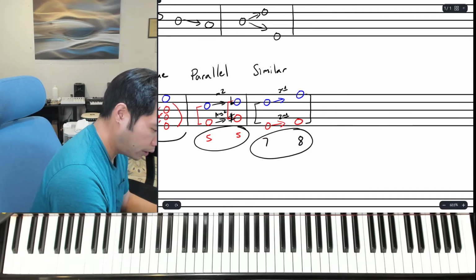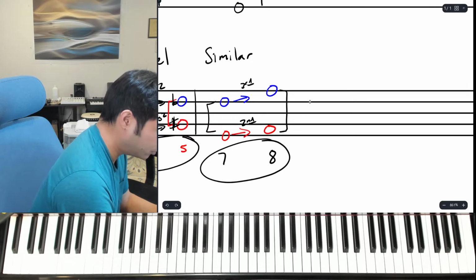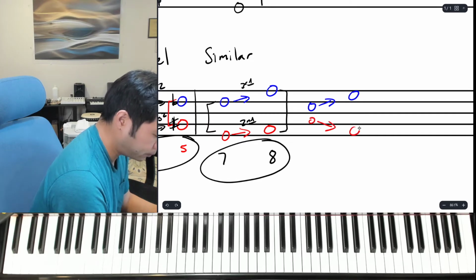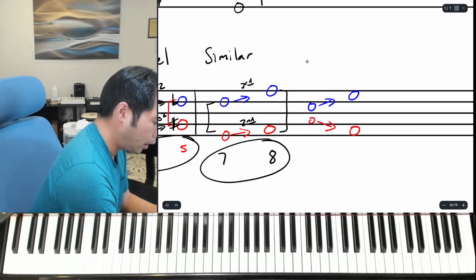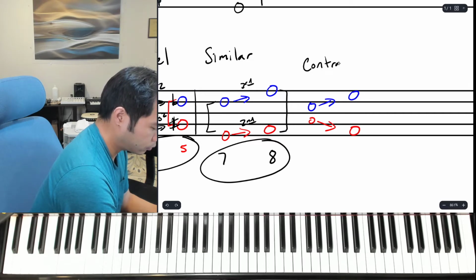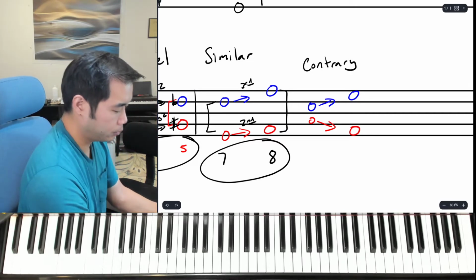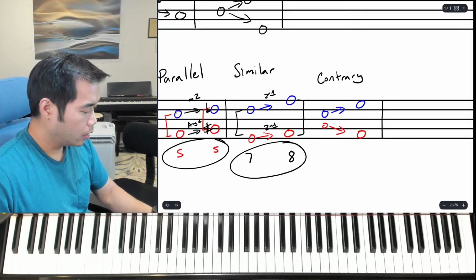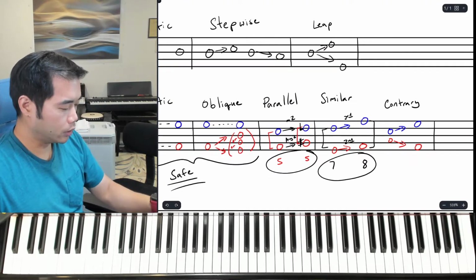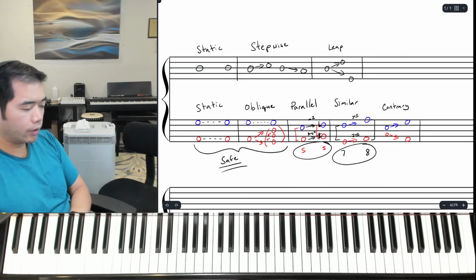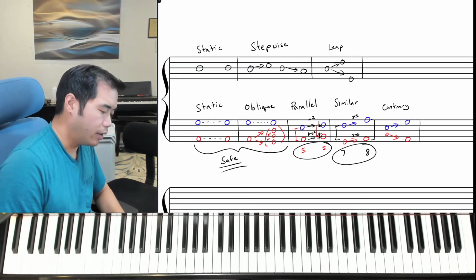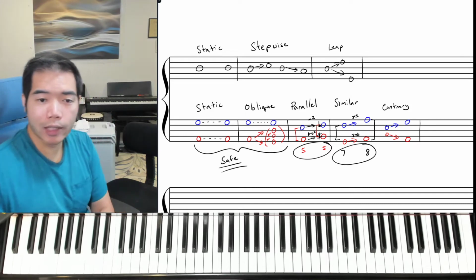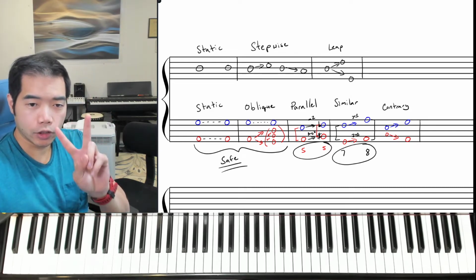And then we also have a situation where maybe the voices move in opposite directions. So maybe this voice goes up and this voice goes down. We call this contrary motion. So the voices move in contrary directions or opposing directions. One is ascending while the other is descending. These are your 5 basic types of motion when looking at two voices.